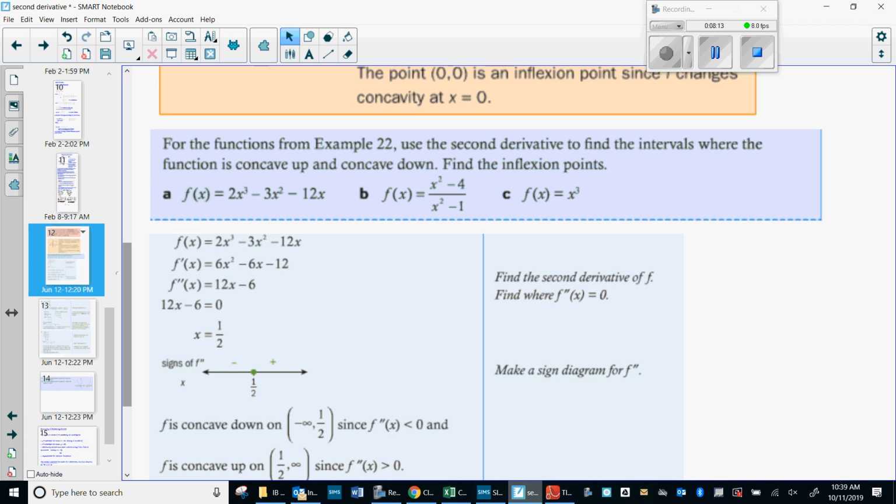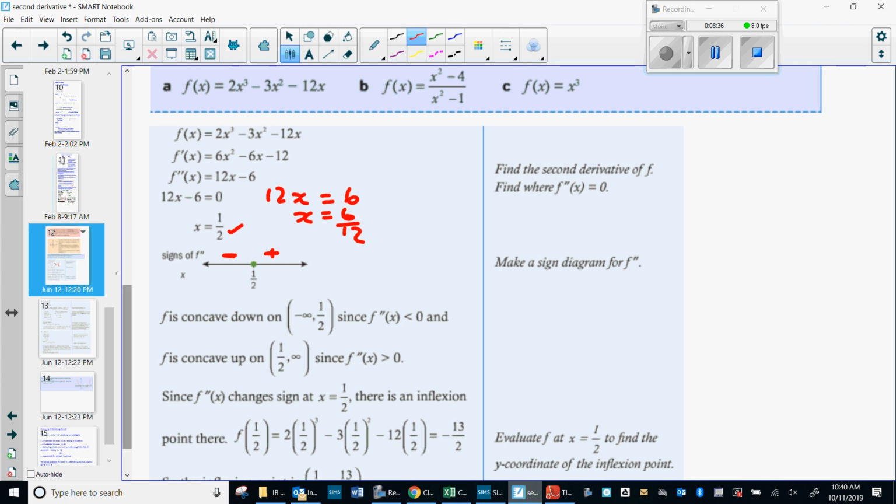We solve that: 12x equals 6, x is 6 over 12, which is 1/2. Look a little bit to the left of it, and a little bit to the right of it. To the left you would find that the second derivative is negative, to the right it would be positive, and so it is a point of inflection.